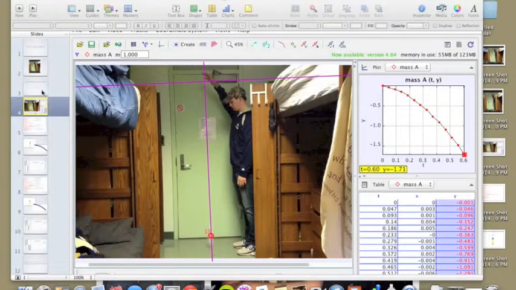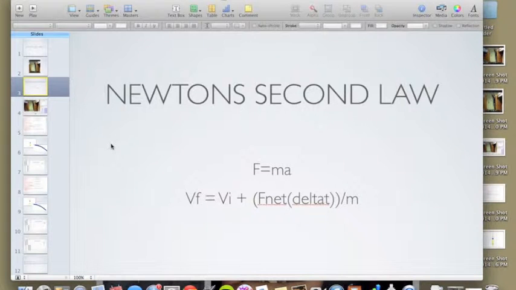In order to compile all the data, I use Newton's second law, force equals mass times acceleration, as well as a variation of the law, final velocity equals initial velocity plus the net force times delta t divided by mass, in order to come up with the values found from the Python model as well as the actual model that we have here.